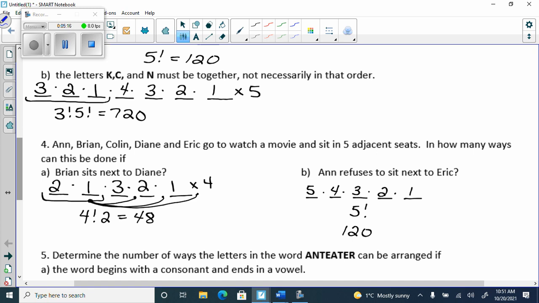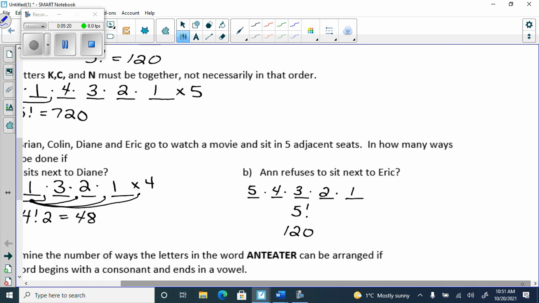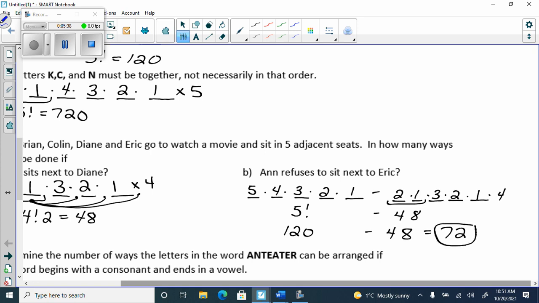It was worth a try. Then you have to subtract the ways that Anne sits next to Eric, which is actually the same amount as this one, right? 2, 1, 3, 2, 1 times 4. So we subtract off 48 from 120 and we get 72. All right.